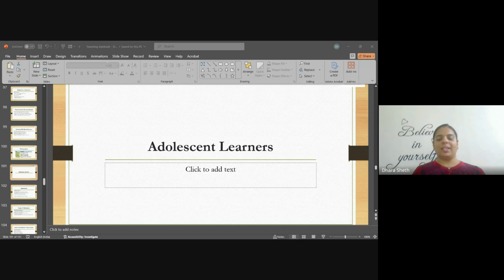So let's come to the last 2 topics: adolescent learners and adult learners. These are not very big topics, but somehow adolescent learners is one of the favorite topics. You usually have questions on this, because dealing with teenagers is one of the biggest fears of a parent, and dealing with adolescent learners is one of the biggest fears of teachers.